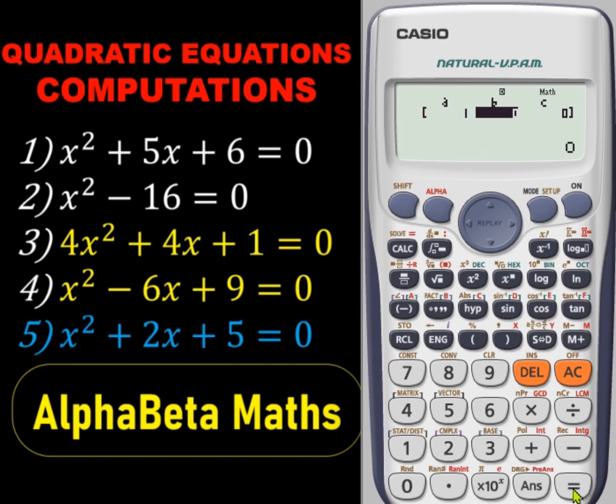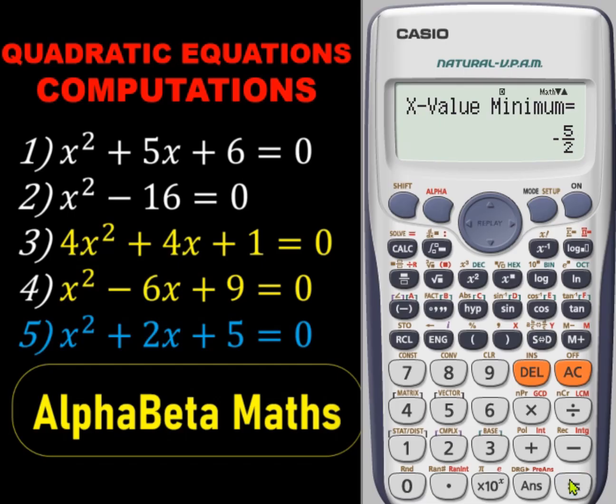Then press on the equal to, and the coefficient of x is 5, which is b. And the constant, which is 6. Now, when you are done, then you press on the equal to sign again. So the value for x1 is -2, and also the value of x2 is -3.